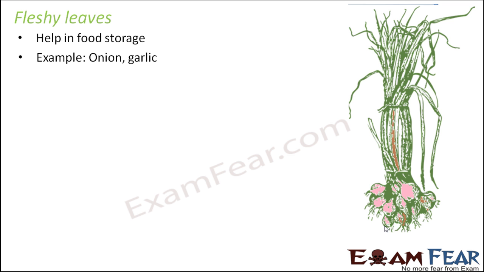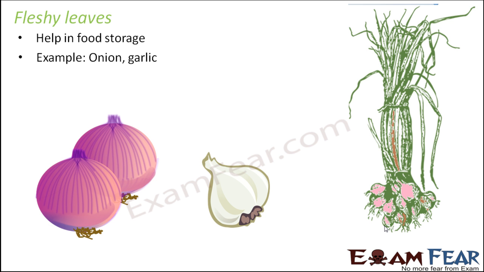If you look at the structure of an onion, or at the bulb of an onion, the outermost leaves of the bulb are the scale leaves. The outermost layer of leaves which are present are called scale leaves, and the inner layers of leaves are the fleshy leaves. So outer leaves are the scale leaves and inner leaves are the fleshy leaves.